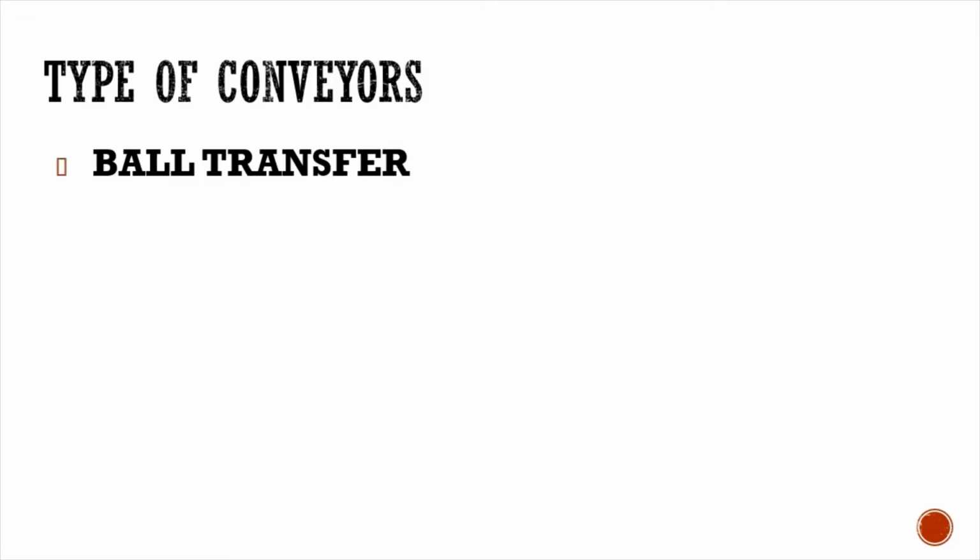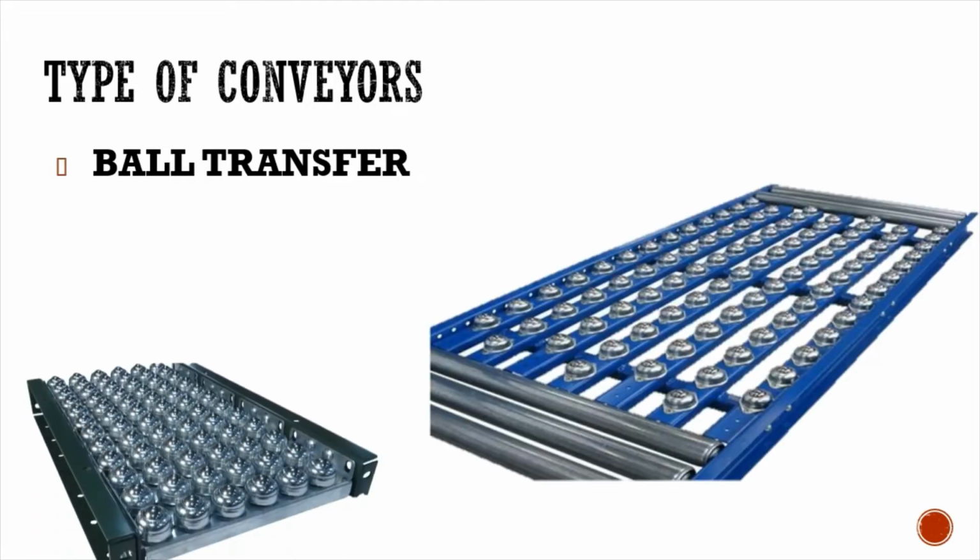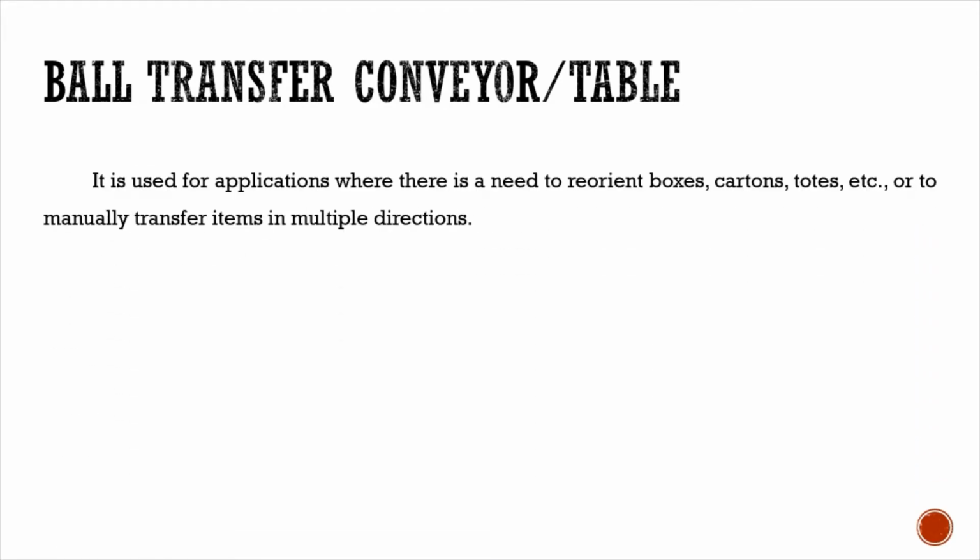First is the bulk transfer conveyor. A bulk transfer conveyor or table is used for applications where there is a need to reorient boxes, cartons, totes, etc., or to manually transfer items in multiple directions. Available in straight and curved sections, with various ball centers to meet specific requirements.